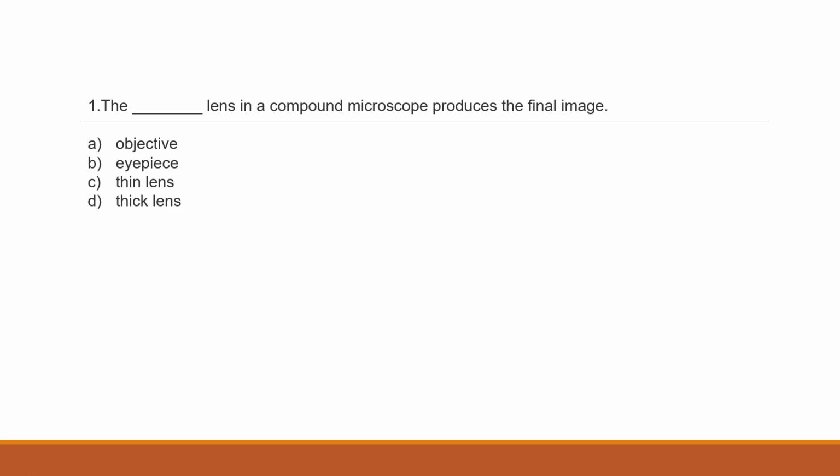The dash lens in a compound microscope produces the final image: objective, eyepiece, thin lens, thick lens. What is the answer?